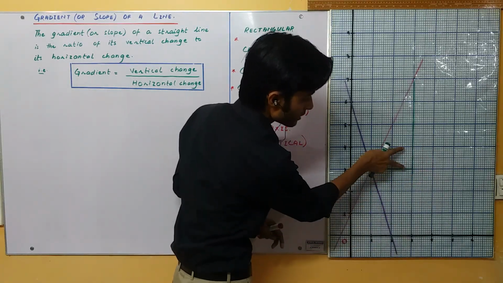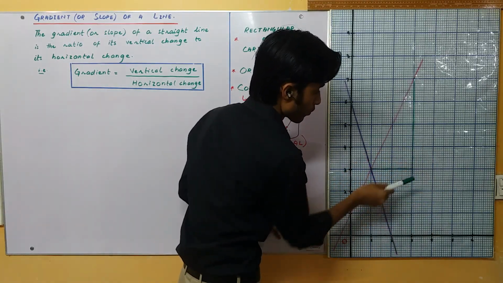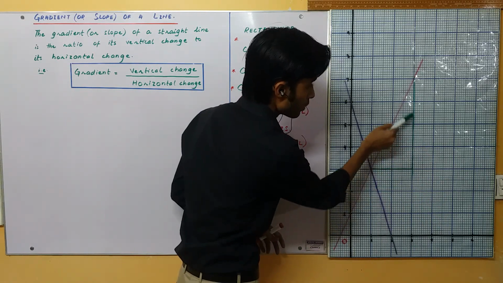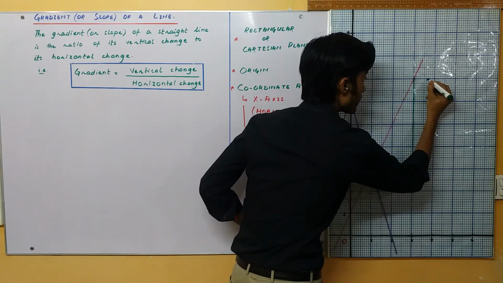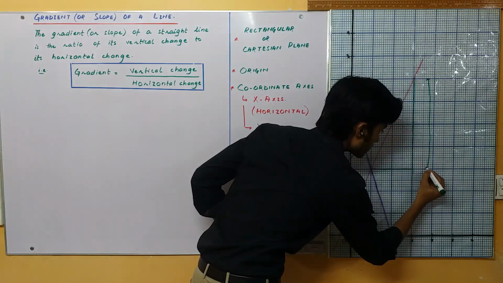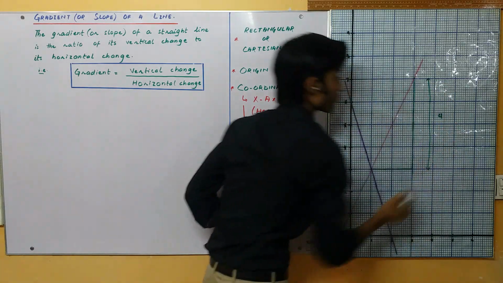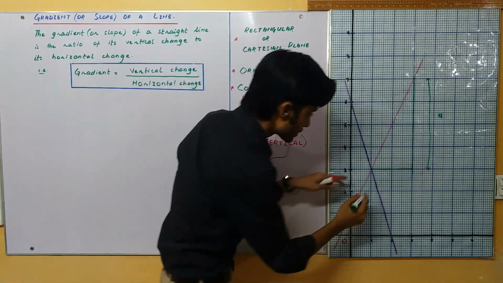This is 1 unit. This much is 1 unit. So 1, 2, 3 and 4. How much vertical change is there? The vertical change there is 4 units.